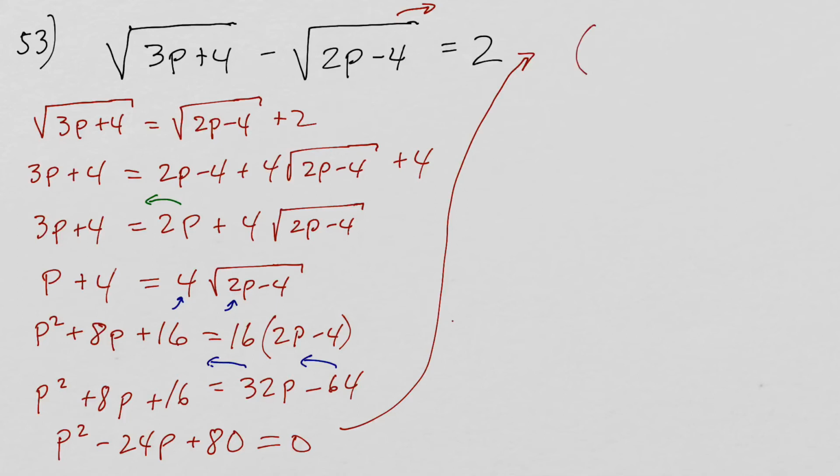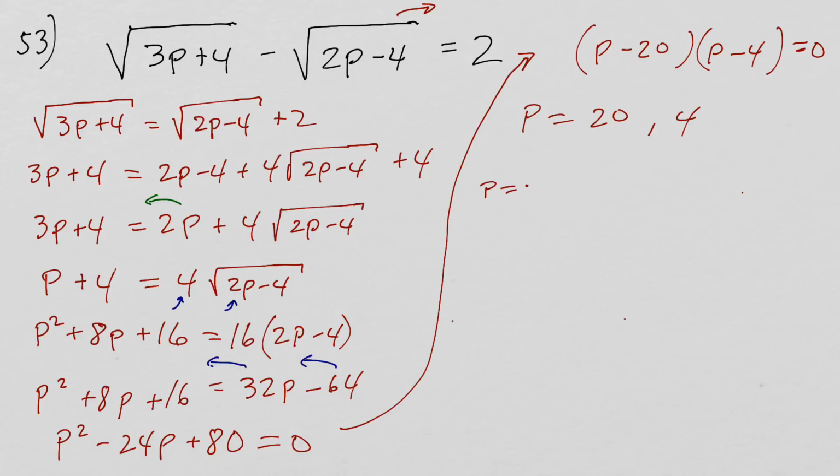So I have, it looks like I'm trying to get to negative 24 through addition. So negative 20 and negative 4. That multiplies to 80 and adds up to negative 24. So this tells me that p is equal to 20 and 4. But we have to check our answers because these may not be valid answers. So I've got to double check it.